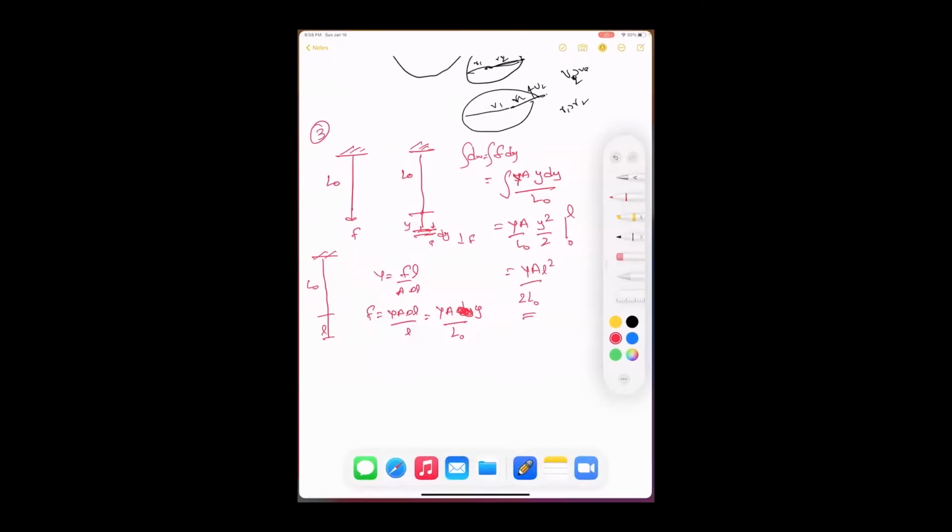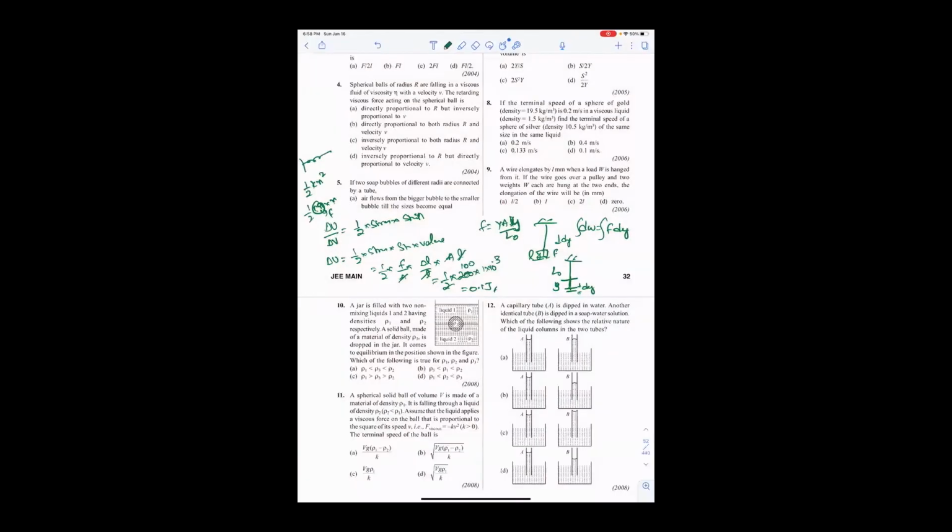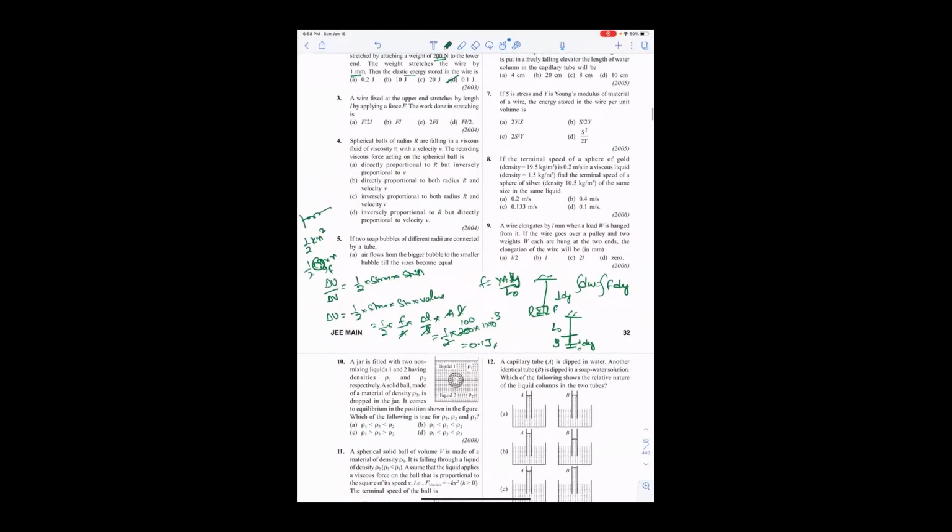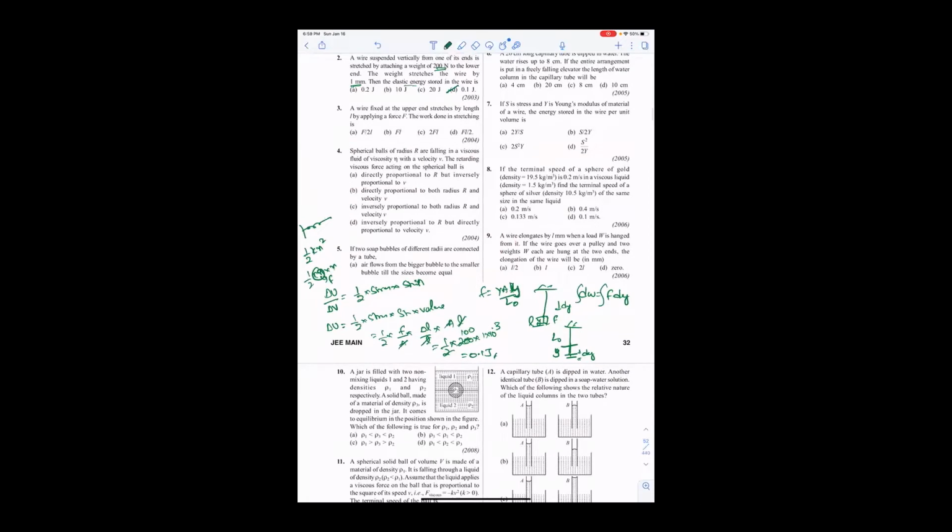Question number 3. So Y A by L is F. So F L by 2. Sorry, work done, no? F L by 2. Right.